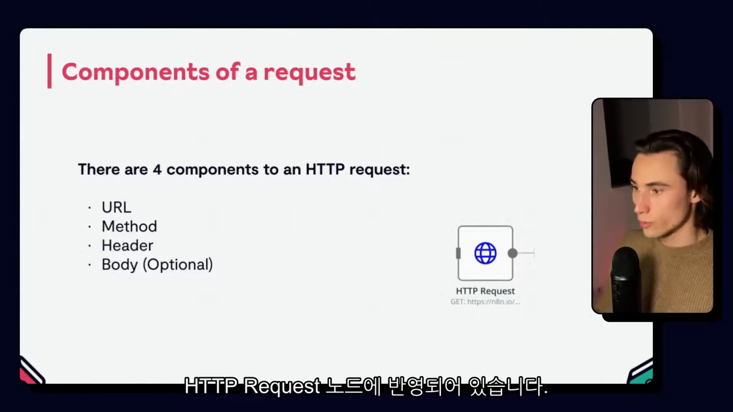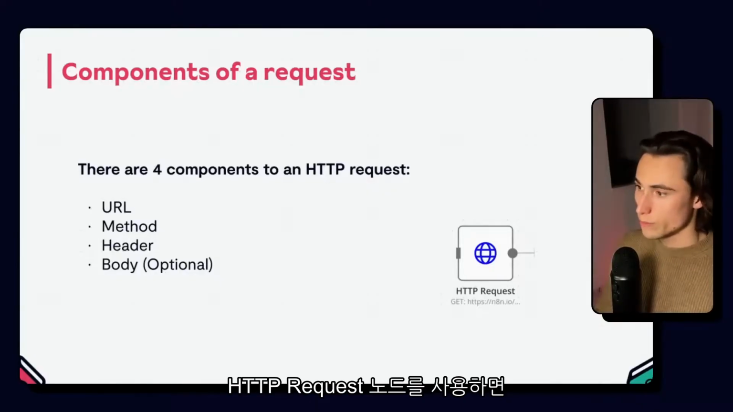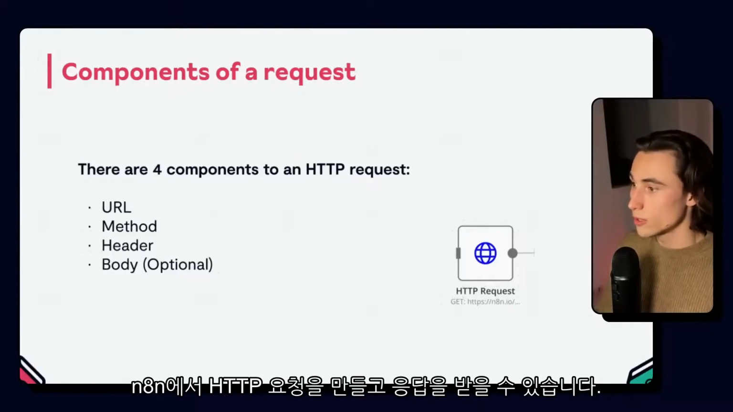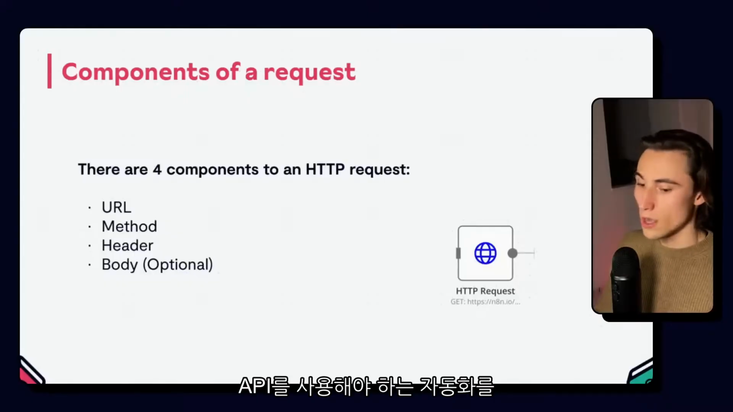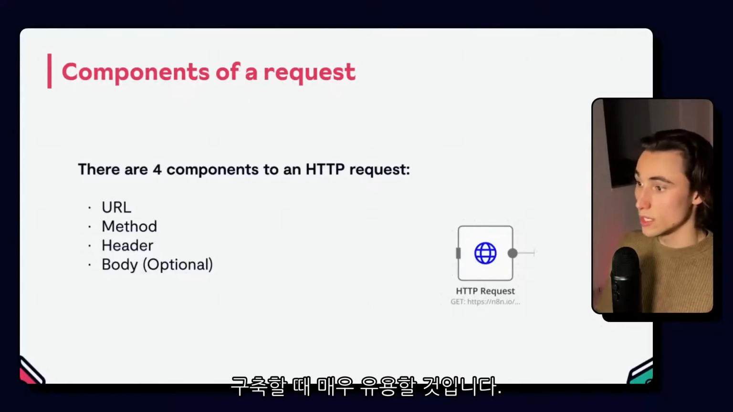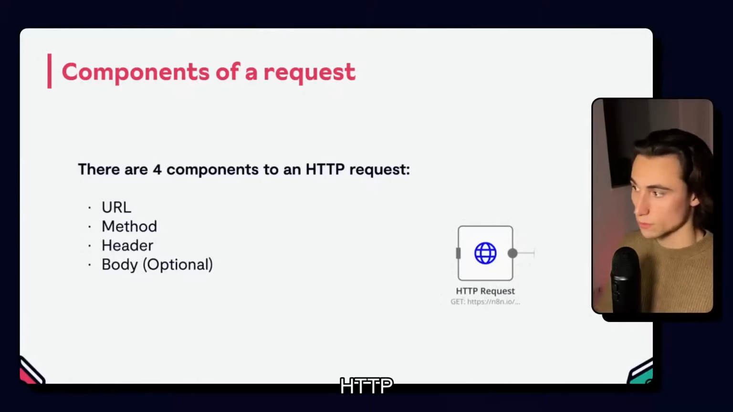Everything that we're going to talk about today is mirrored in the HTTP request node. The HTTP request node allows you to make HTTP requests in n8n and receive the responses. This is going to be very useful when building automations that need to use specific APIs.